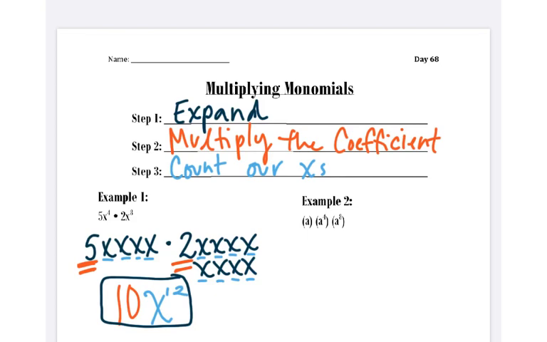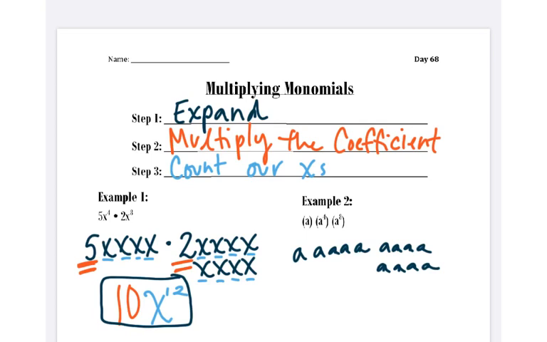Okay, so let's do the same thing with example 2. So in example 2, again, we have an A, and then we have 4 A's, and then we have 8 A's. There's no coefficient, so we don't have a step 2, because there's no multiplying. We don't have a coefficient to multiply here.